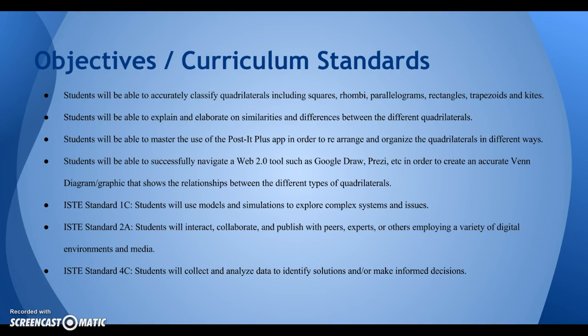So my main objectives, paired with the standards, would be that they're able to accurately classify quadrilaterals. And the shapes I wanted to include are squares, rhombi, parallelograms, rectangles, trapezoids, and kites. I also want them to be able to explain and elaborate on similarities and differences between those quadrilaterals. And I want them to master the use of the technology. So most specifically the Post-it Plus app.